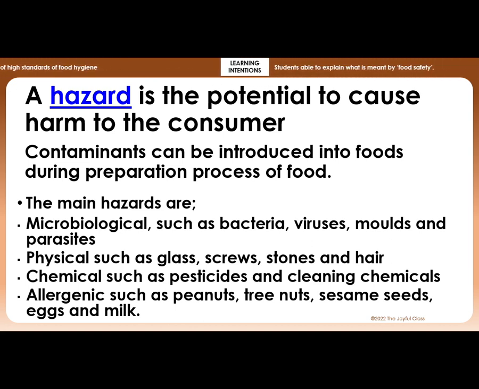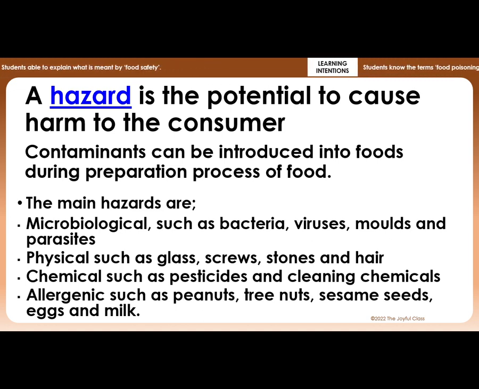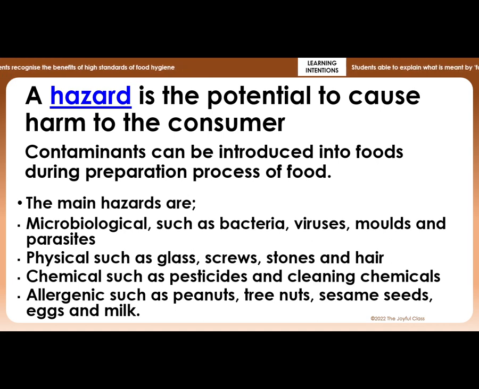Microbiological hazards such as bacteria, viruses, moulds and parasites. Physical hazards are things that are physically in the food that you can see or feel. So physical could be things like glass, stones, hair, plasters, chips of your false nails or chips of nail varnish.